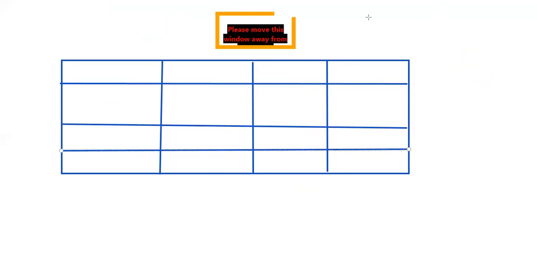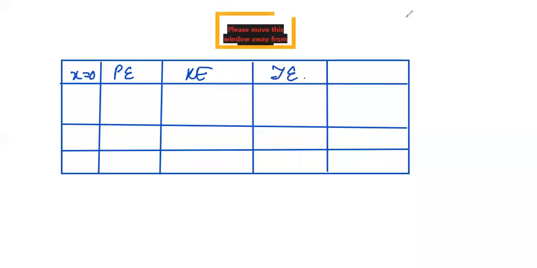So first of all, let me take x equals to 0. Rather, let me take this way, that will be better for you. So let me draw a line over here. Suppose I take it at x equals to 0. So this is our variation of x. This is your potential energy, this is your kinetic energy, and this is your total energy. Okay. So over here, if I just take this to be the x, how will it look like?